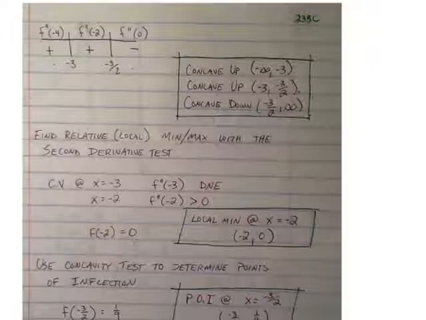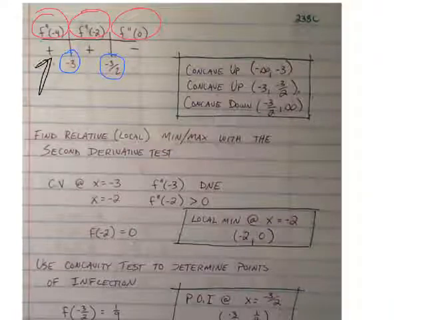And using the concavity test, I've created the interval from -3 to -3/2, and I do test values for f double prime. Each of those test values gives me concave up, and then concave down. So now I have my intervals of concavity.